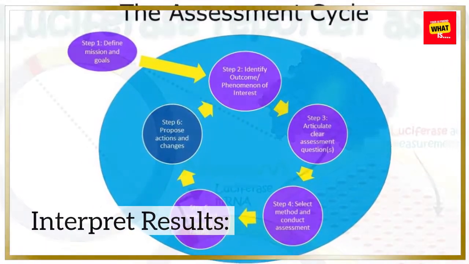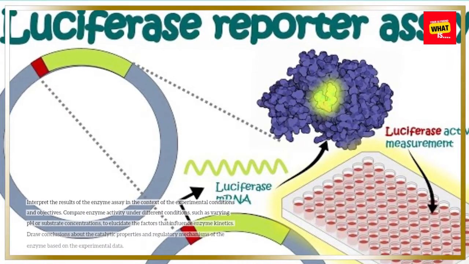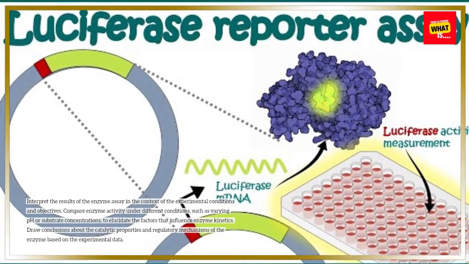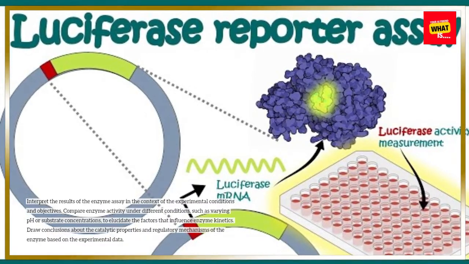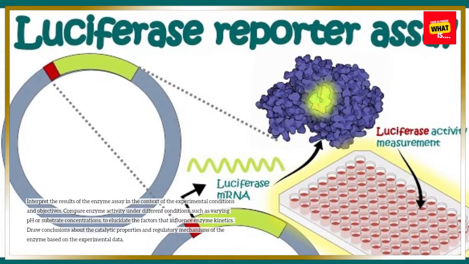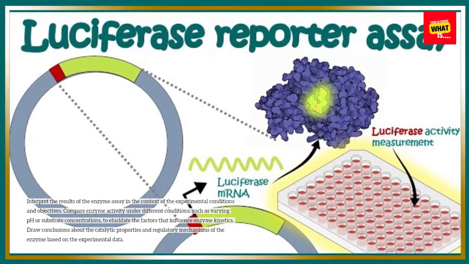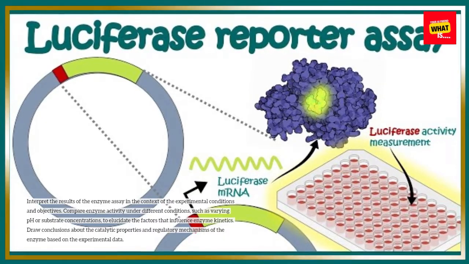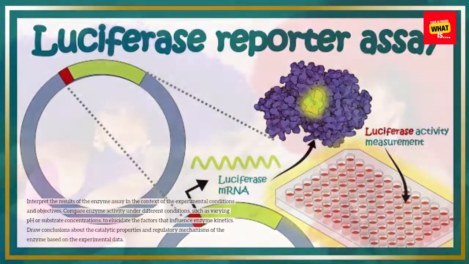Interpret results. Interpret the results of the enzyme assay in the context of the experimental conditions and objectives. Compare enzyme activity under different conditions, such as varying pH or substrate concentrations, to elucidate the factors that influence enzyme kinetics. Draw conclusions about the catalytic properties and regulatory mechanisms of the enzyme based on the experimental data.